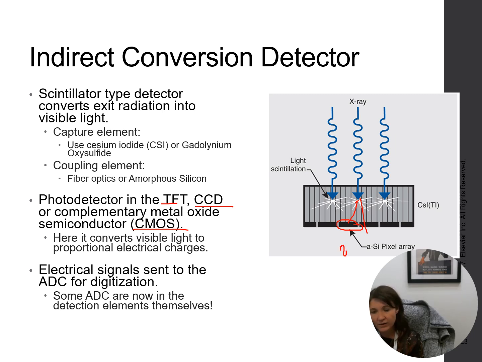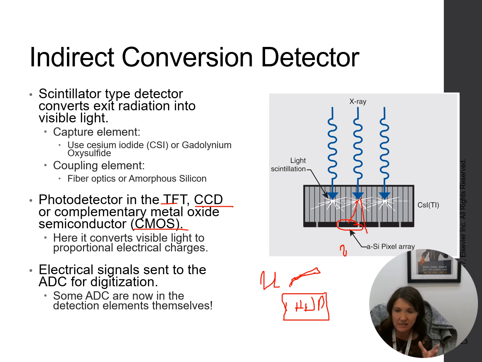At this point, it's going to act basically just like a CR system from this point on. So here we have our electrical signal. Again, that needs to be run through an analog to digital converter. We already talked about things today like our sampling frequency, which is really important here, and our bit depth, which is essential in determining our grayscale. All of that we've already discussed as it relates to CR and other types of image receptors is going to hold true for our indirect detectors.